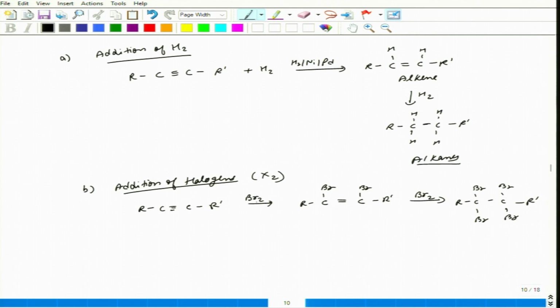If you remember, I have already discussed the addition of bromine, the halogenation reaction, in the previous case: this is a test of unsaturation. Here also, bromine is reddish orange in color and it will form a colorless product. So, it is a test of unsaturation.